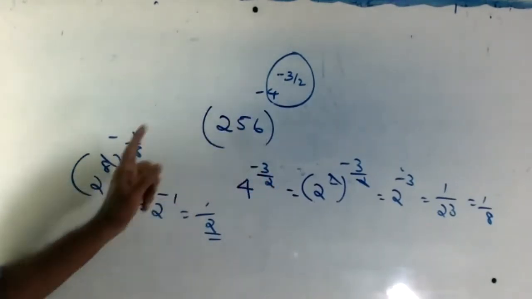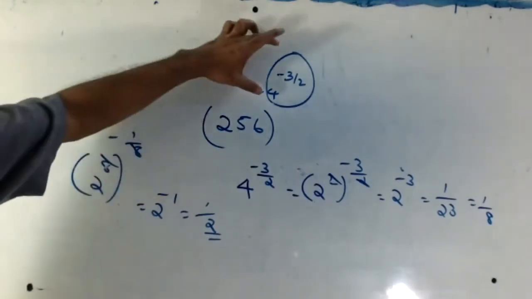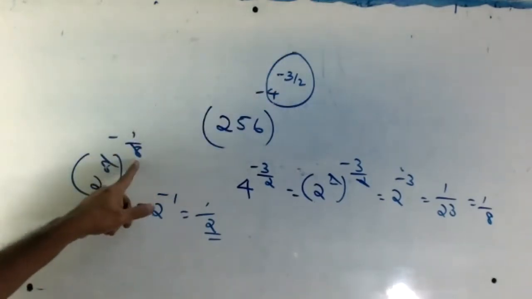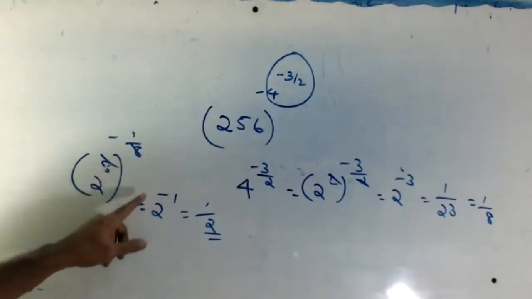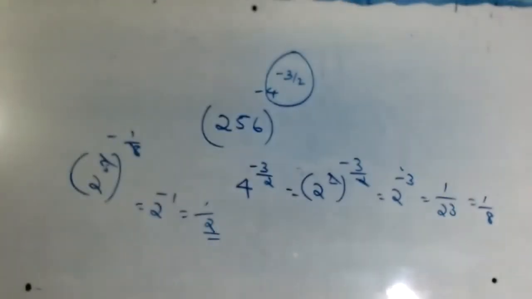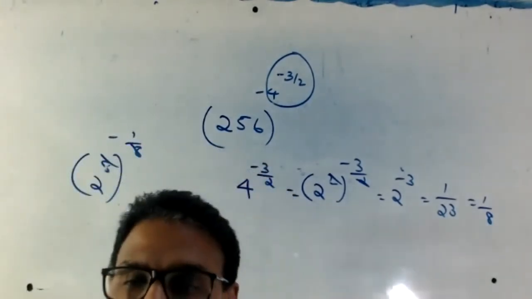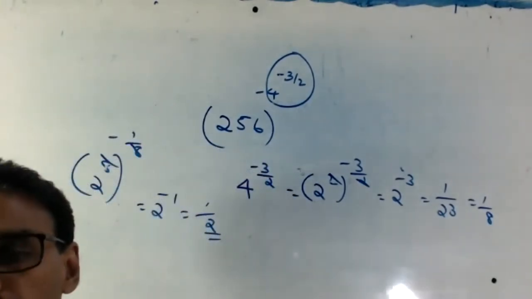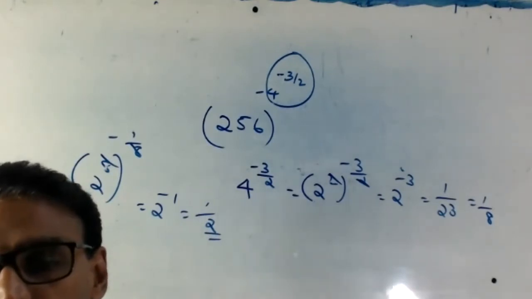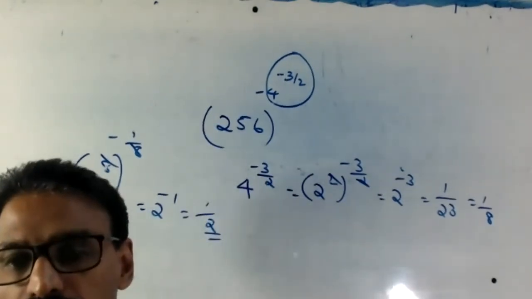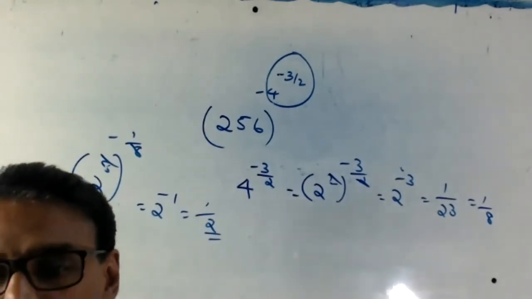This part 256 is 2 raised to 8. This part minus 1 by 8. 8 and 8 cancel. 2 raised to minus 1. So 2 raised to minus 1 is 1 by 2. I hope clear now. Okay. To understand this one, last 2 classes background is required. Then only can understand. Okay. Because the continuation of last class.